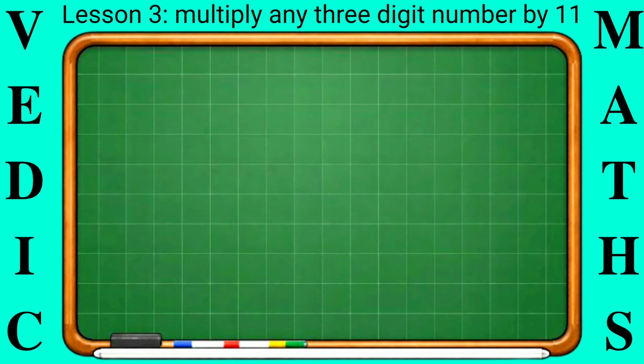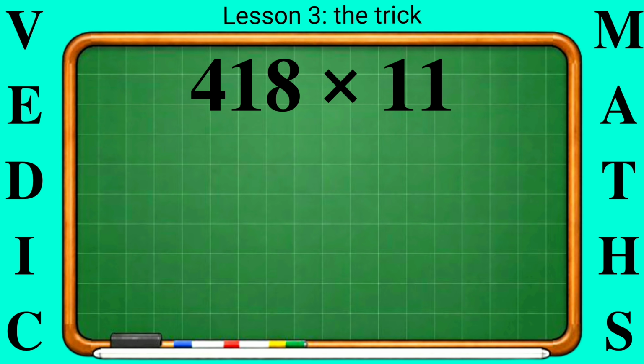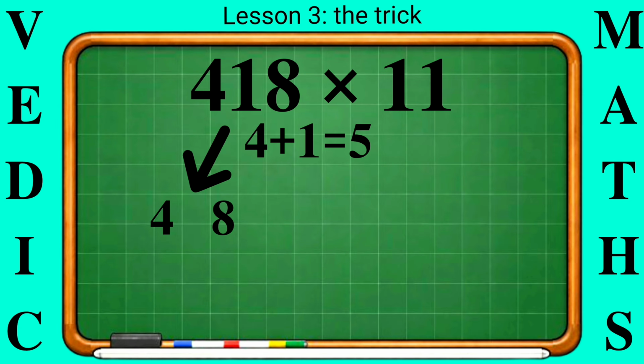Hello, welcome to Vedic Maths Lesson 3. Hope you saw Lesson 1 and 2. Now, in Lesson 3, we multiply any three-digit number by 11. Before this, we have learned to multiply any two-digit number by 11, but this is a different type of question. In this, we have to ignore the middle digit, or you can keep it for the next steps. So first, take the first digit and add it to the middle digit.